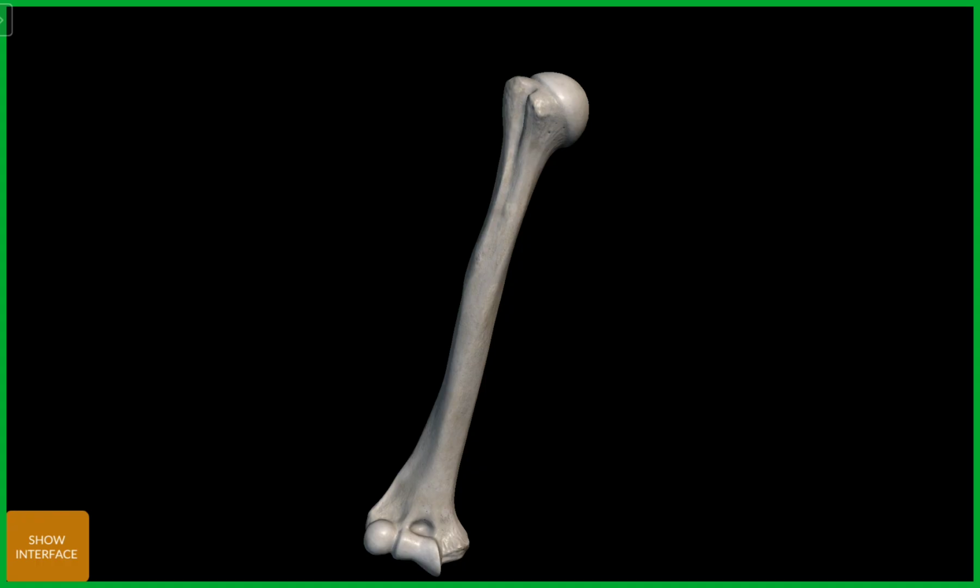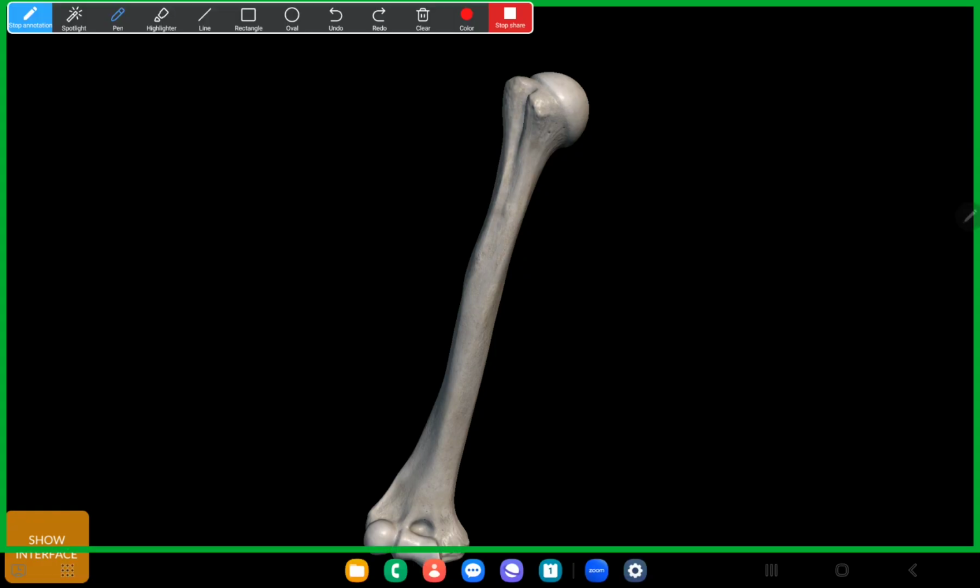Let's see what the side of this humerus is. The upper end of the humerus is made up of a rounded head. So this is the head of the humerus, and this is the upper end of the humerus. Then the lower end has expanded from side to side. So this is the lower end of the humerus. Now you know the upper end and the lower end of the humerus.